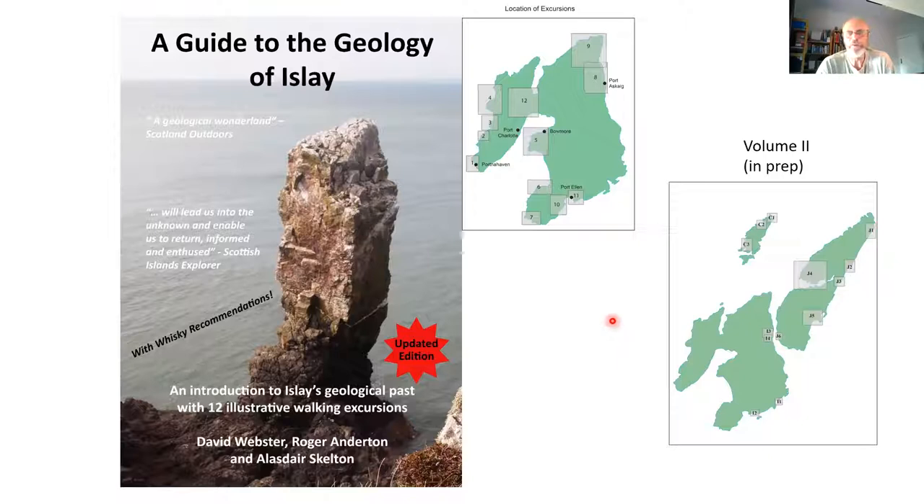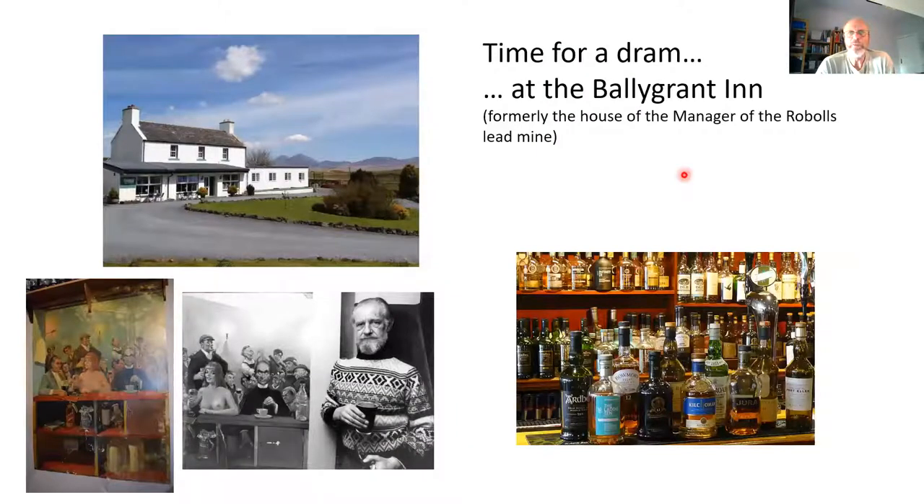As you know, all my walks finish with a whiskey recommendation in the traditional Islay style. This time we're going to the Ballygrant Inn, which was originally the house of the manager of the Robolls lead mine. Lots of whiskies in it, and there's a beautiful mural on the wall here. The guy Sean O'Leary, who has unfortunately died, painted it, and it was characters in the bar. You can see here the grim minister drinking his tea next to this topless lady, with his glass of whiskey under the counter. So it's a beautiful mural. If you've ever been here, it's worth going to see the mural and having a dram. He's also done a lovely mural in the Bowmore Hotel, and there's one in Jura as well. So well worth a visit.